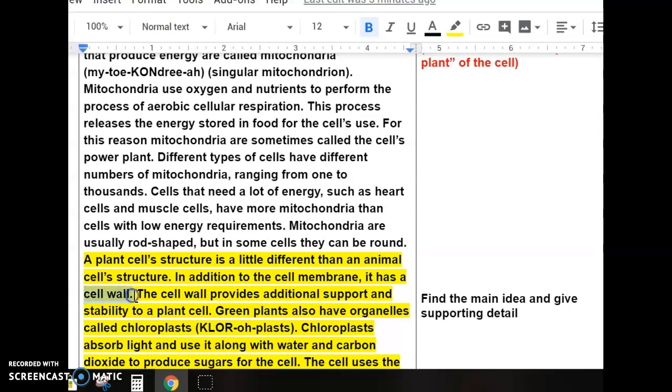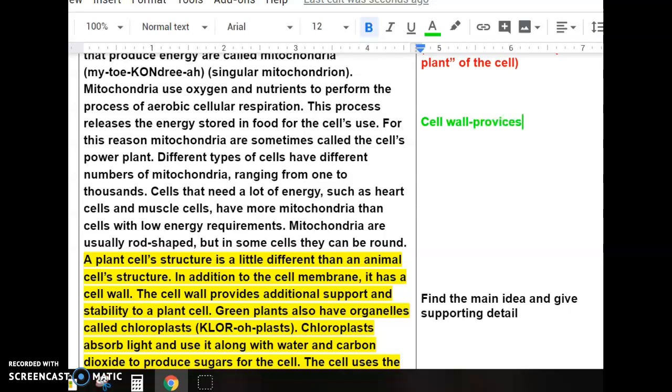So the first structure that I saw that was in a plant cell, it talks about something called a cell wall. So in my notes, I'm going to put cell wall. And now I want to give a little bit of a description about it. So I see here, it tells me plant cell structure is different than an animal cell. It says in addition to the cell membrane, it also has a cell wall. And it says the cell wall provides additional support and stability to a plant cell. So that tells me the function of a cell wall. That tells me its job.